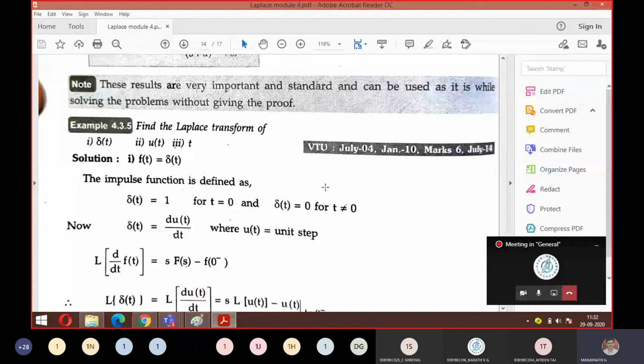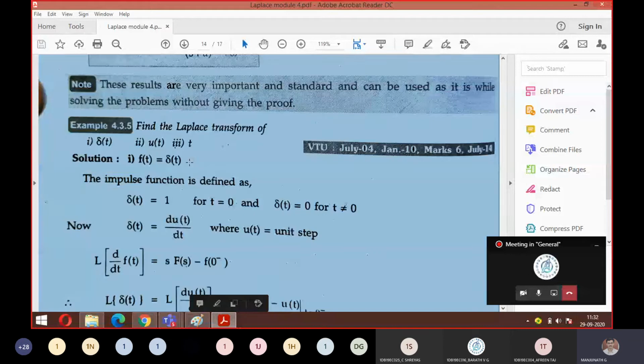Question: find the Laplace transform of delta of t, u of t, and t. That last one indicates your ramp function. I hope that before going to the problem, everyone got to know these three waveforms? Yes, sir. Okay. So let me take the first function now, delta of t.